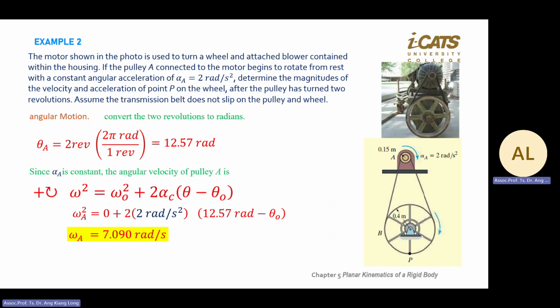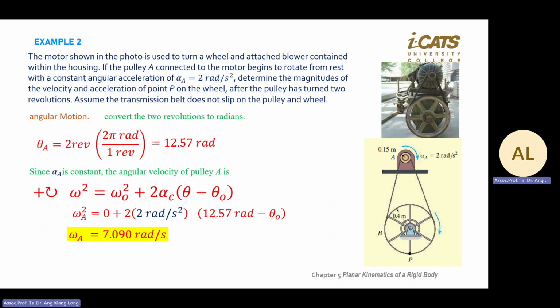So I will just straight away use the formula. Omega square equals omega O square plus 2 alpha theta. So this one is like V square equals V square O plus 2AS. You change the S to theta, change the A into alpha, change the V into omega. Substitute in the known values. Omega O, start from rest, so 0. Alpha is given, 2. The angle you know because it starts from 0, so the angle starting point is 0 actually. So you just press calculator, you get omega A equal to 7 radian per second.